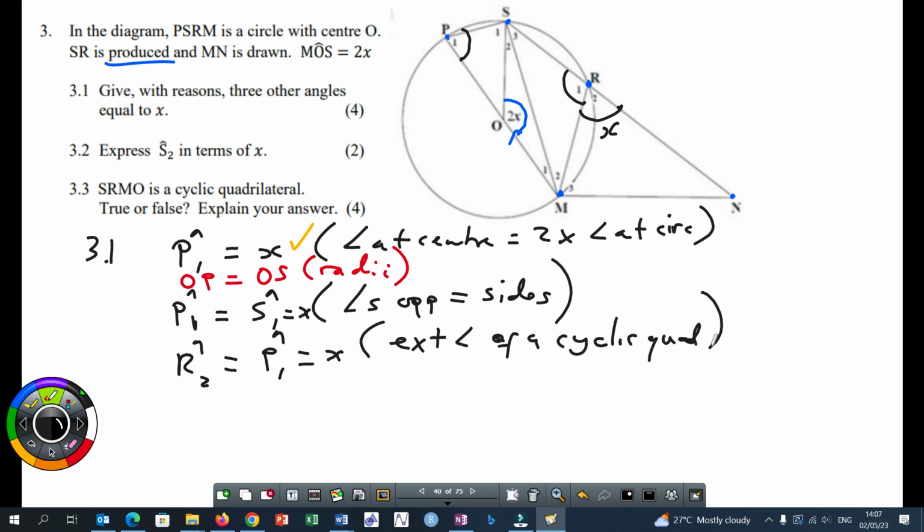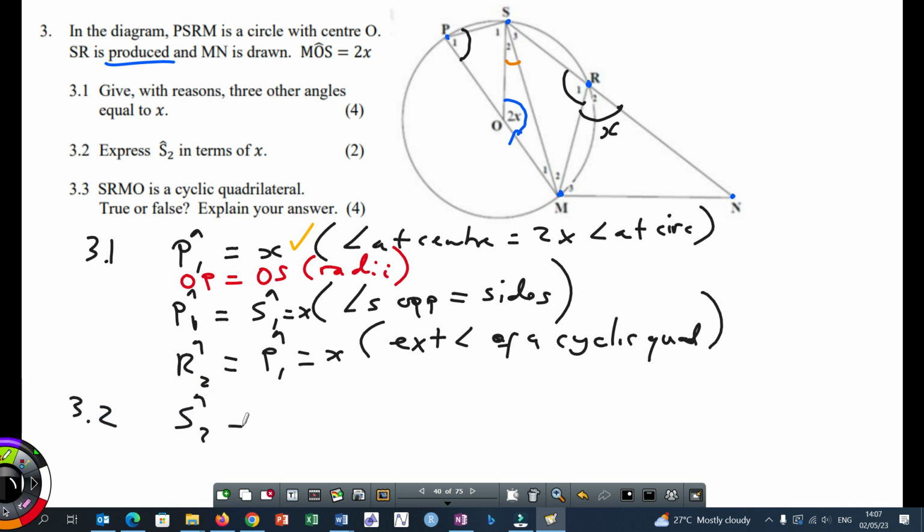Okay? Then 3.2 says express S2 in terms of x. So S2 is this angle here. We need to express that in terms of what? x. Right, it's very easy to do. Can someone tell us? What is S2 in terms of x? S2 will be equal to what? Okay, so M1 is equal to S2, right? This should be equal to N1. Opposite equal sides.